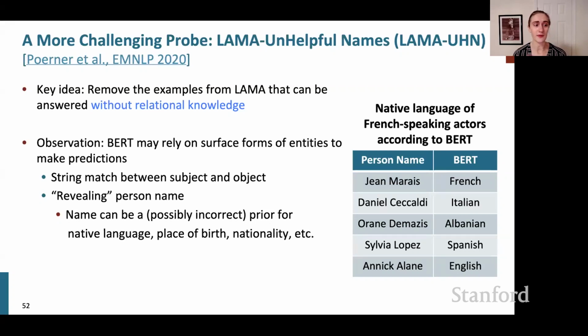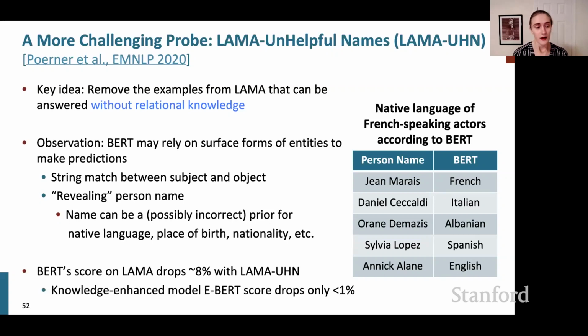So what they do is they introduce a couple of heuristics to basically just filter out these examples from the LAMA probe that can either be solved by the string match setting or this revealing person name setting. So they make a harder subset of the LAMA data set, essentially. They find that when they test BERT on this harder subset, its performance drops about 8%. But when they test their knowledge enhanced model, which they call E-BERT, the score only drops about 1%. So it's possible that as we make harder knowledge probes, we'll actually see even bigger differences in the performance of knowledge enhanced models compared to models without these knowledge enhancements.